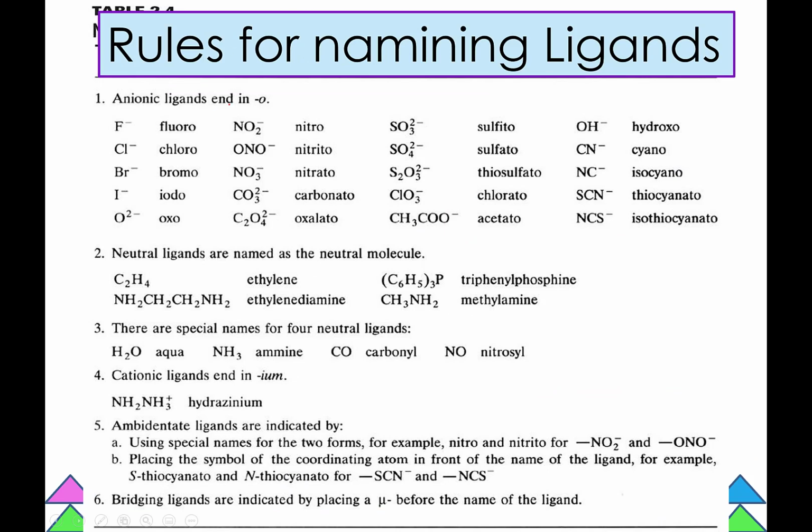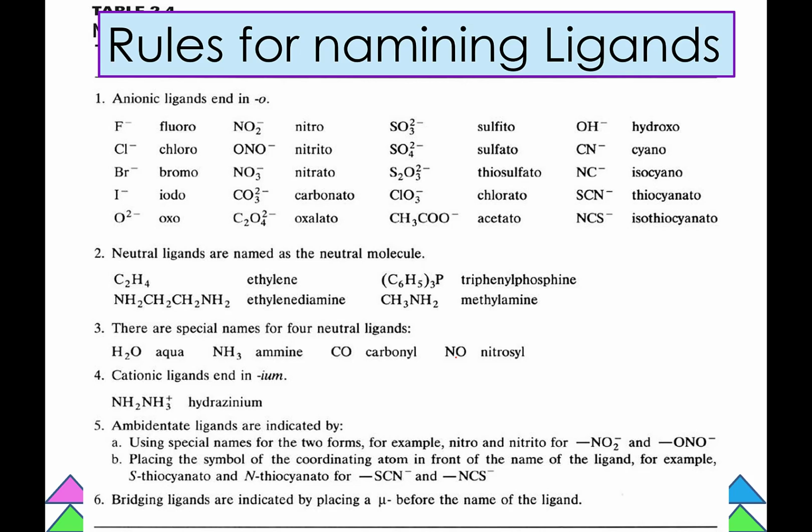So anionic ligands end in O, so you remove the IDE and then you add an O. So fluoride becomes fluoro, chloride becomes chloro. And then neutral ligands are named the same as their neutral molecule typically, like ethylene is still ethylene, but there are 4 ligands that have special names. Aqua for water, amine for ammonia, carbonyl for carbon monoxide, and nitrosyl for nitrogen monoxide.